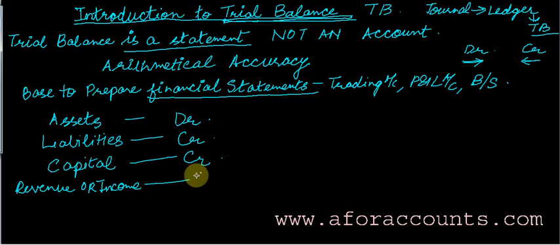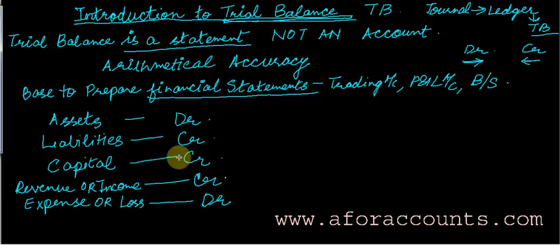Revenue or income: what do you do with revenue or income? You credit it. If you receive commission, I say commission account, never debit. I say cash account, debit; commission, I credit it. Expense or loss account has to be debited. If you know these, it is very easy to plot a trial balance. Assets and expenses are partners, the same rule applies to them.